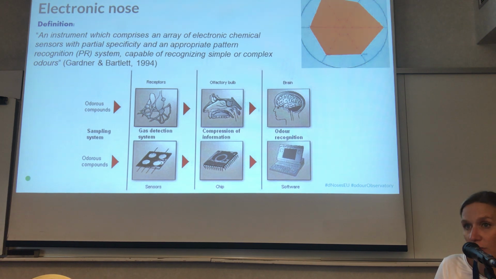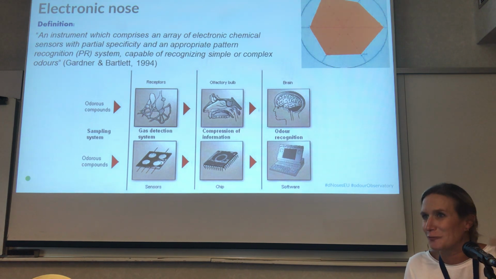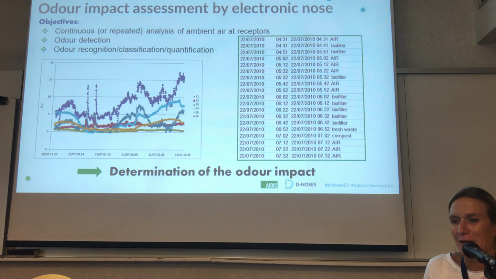Otherwise, another possibility is to use electronic noses. Electronic noses, we have seen this definition 100,000 times, is an instrument with electronic chemical sensors with partial specificity and a pattern recognition system that are capable of recognizing simple or complex odors. We will talk about that later this afternoon. But basically, these have the advantage with respect to dynamic olfactometry to be continuous. They can be placed directly at receptors and measure odor continuously, at least ideally. That's what they should ideally be doing.